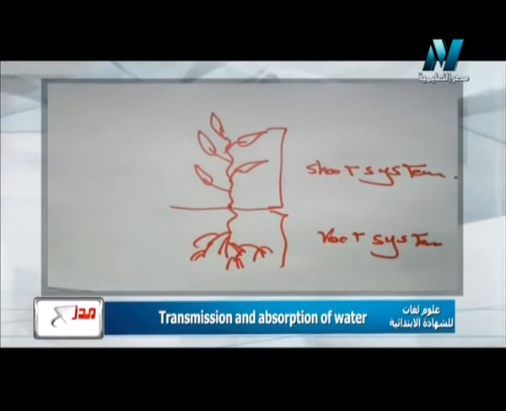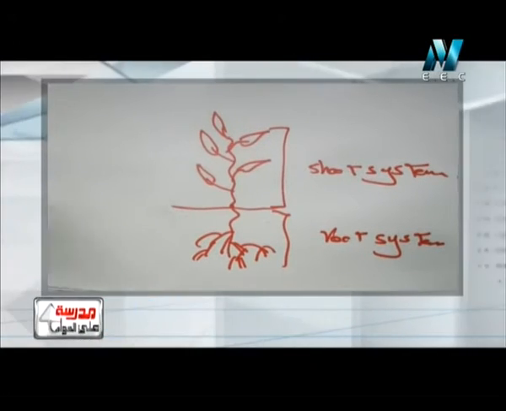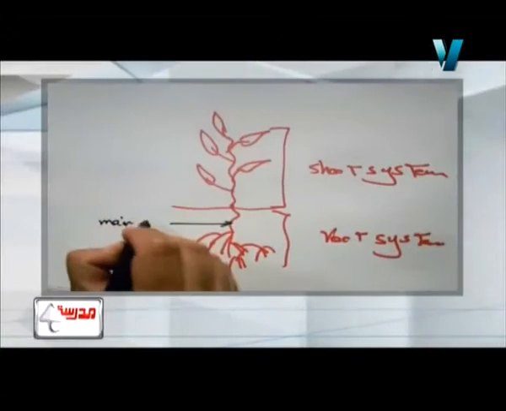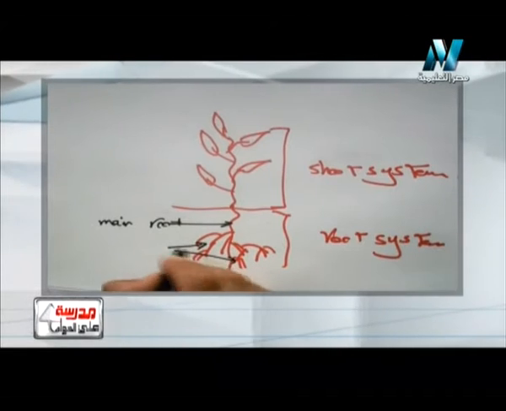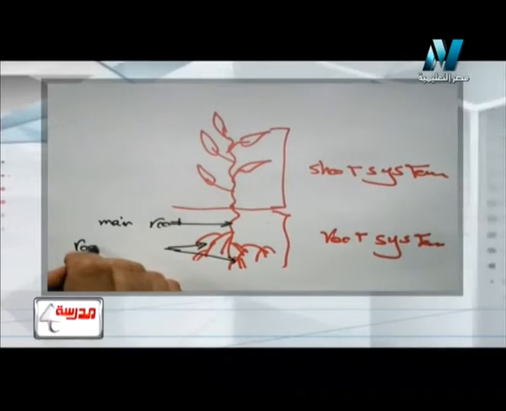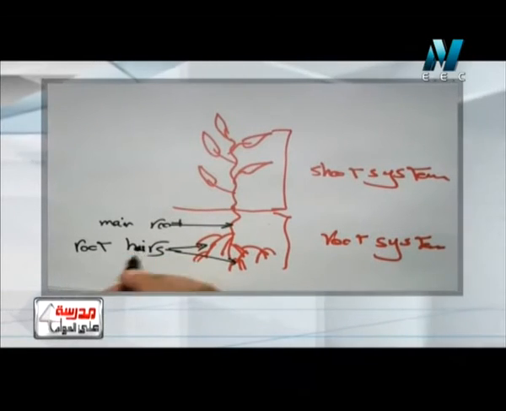Today we will study in detail the root system, which is the part of the plant that is found under the soil. So what is the structure of the root system? We know that the root system consists of the main root and other branches which are called root hairs or secondary roots.